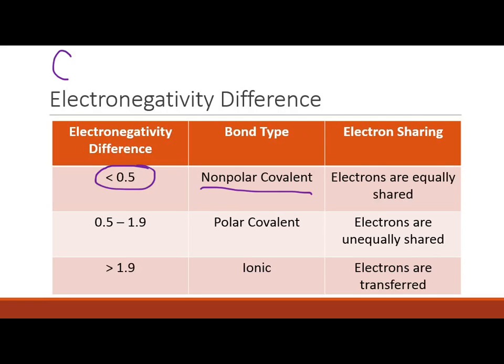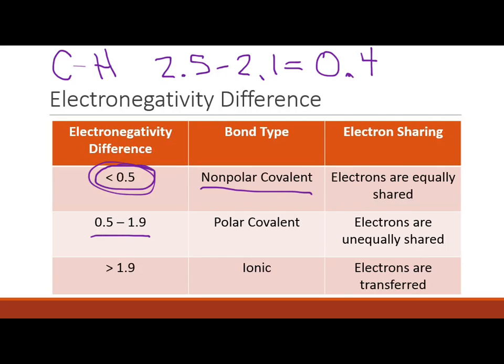So for instance, carbon and hydrogen, 2.5 minus 2.1, gives me a difference of 0.4. So there is a slight difference in electronegativity, but it's still less than 0.5, so that would be a nonpolar covalent bond. Now what about something in the middle, where the difference is between 0.5 and 1.9? Then we have a polar covalent bond. It's covalent, so it's still a sharing, but it's polar, which means that it's an unequal sharing of electrons. So the electrons are getting pulled towards one atom or the other.